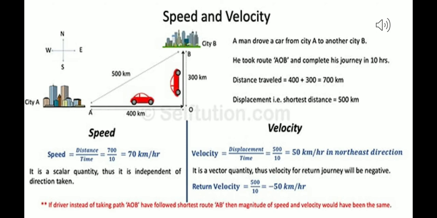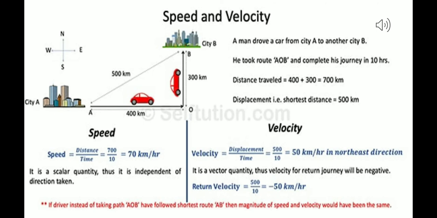Now, average speed, you all have studied. Average speed is the total distance upon total time. Okay. Now, similarly, we have uniform velocity. If a body travels equal distance in a particular direction in equal intervals of time, it is said to have uniform velocity.